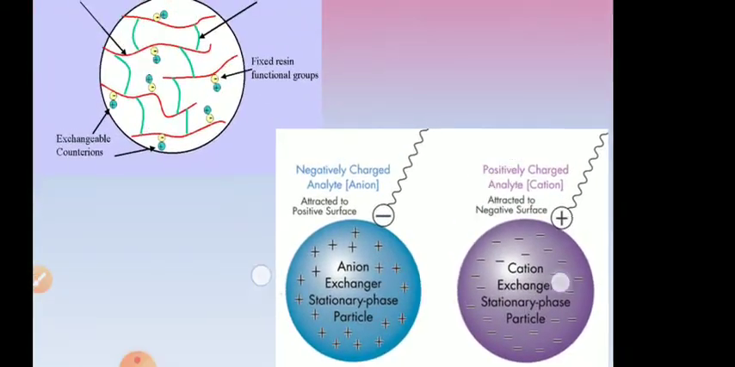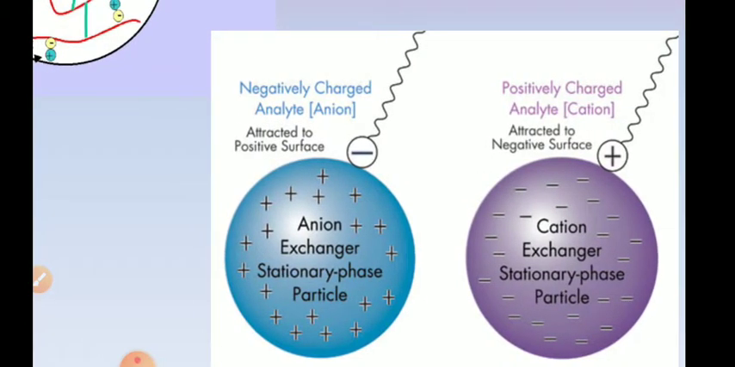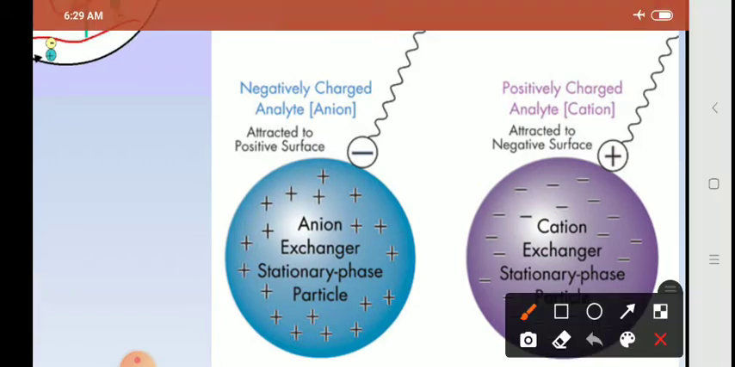Now you can see here an anion exchange resin and a cation exchange resin. In case of an anion exchange resin, the functional groups are positively charged groups. In case of a cation exchange resin, the functional groups are negatively charged groups. To this functional group, which is covalently bound, electrostatically bound negatively charged counter ions are attached. To this anion exchange resin, counter ions are negatively charged, which are electrostatically bound, and they can be exchanged with the analyte or sample to be separated.